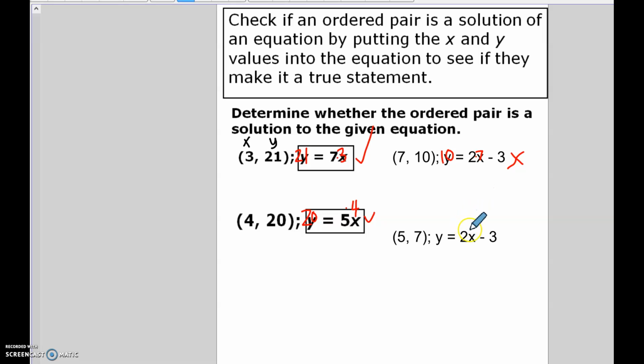All right, if I put a 5 there, that would be 10. Does 10 minus 3 equal 7? Yep, it does. Check mark or yes.